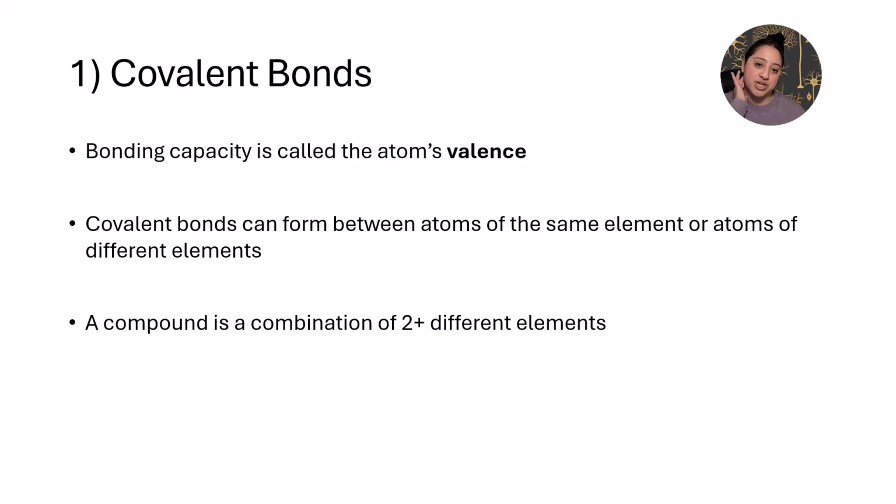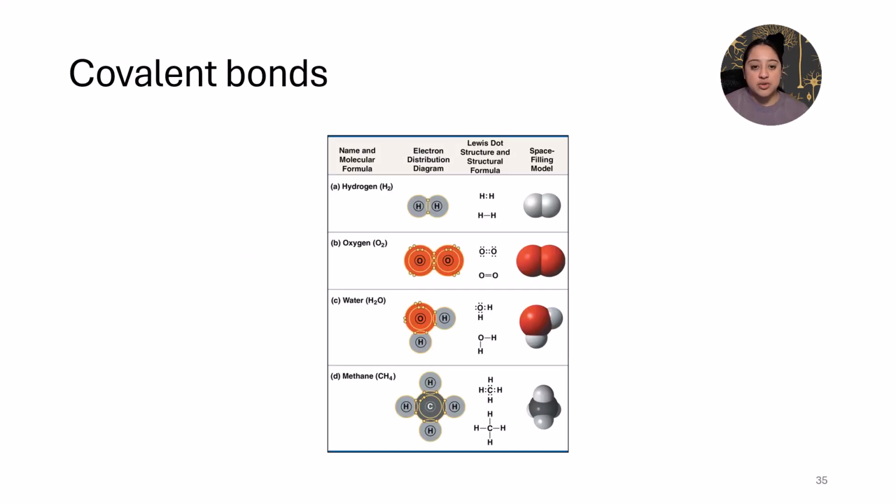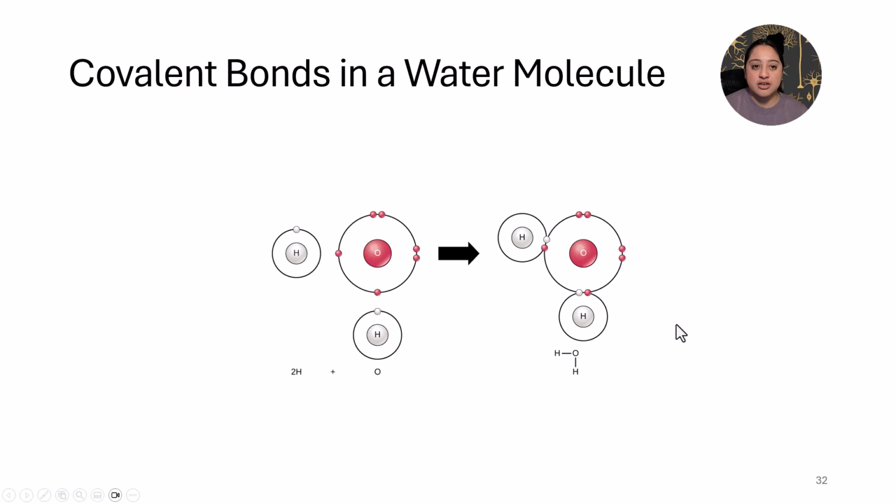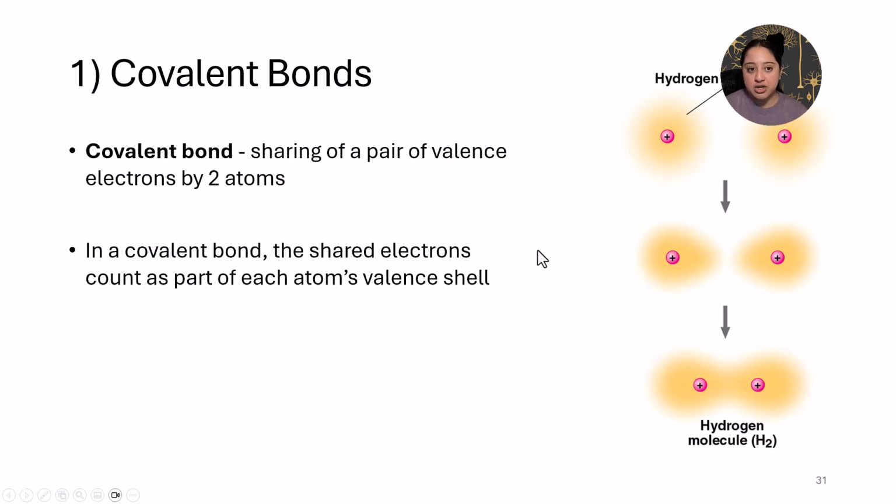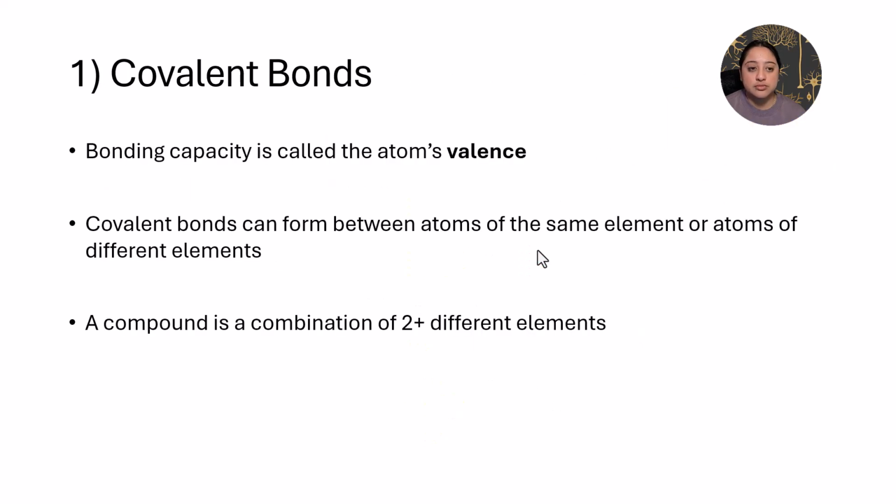But let's go back to the kinds of bonds. So we were talking about covalent bonds. And so again, to touch base on covalent bonds: sharing a pair of valence electrons between two atoms. The bonding capacity of one atom to be able to bond with other stuff is called the atom's valence. Covalent bonds can form between atoms of the same element, like H2 or O2, or atoms of different elements, like H2O. And a compound is a combination of two or more different elements.